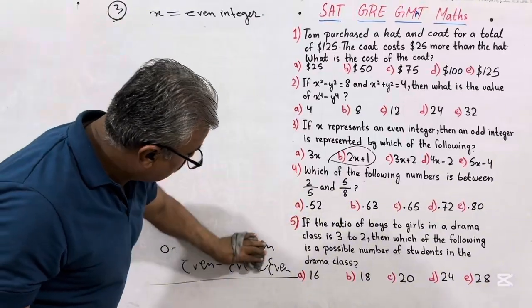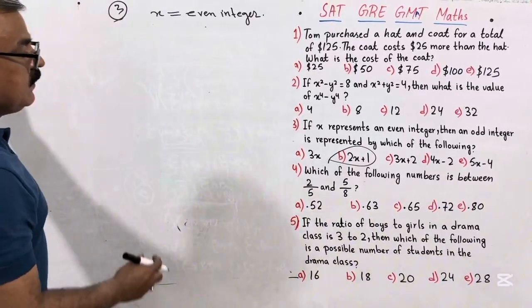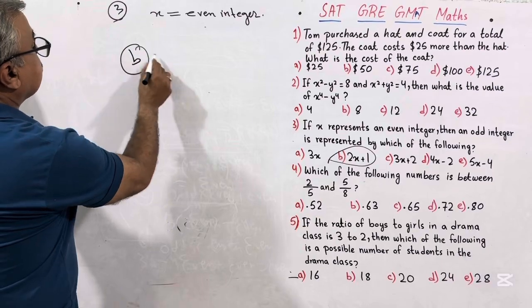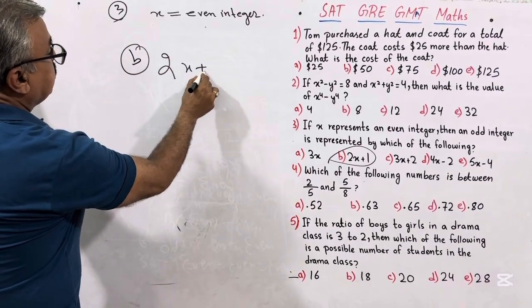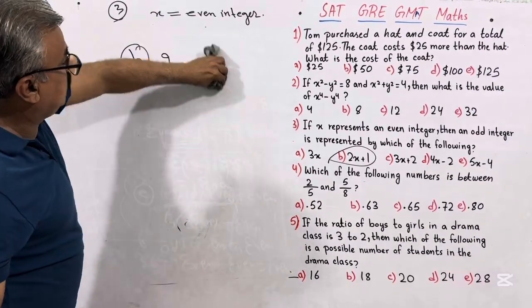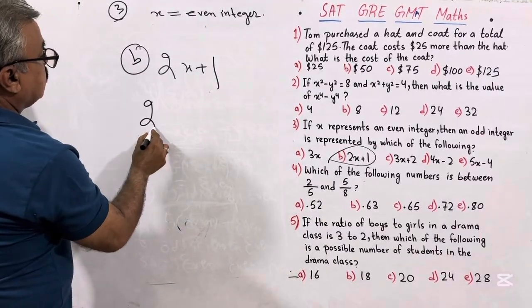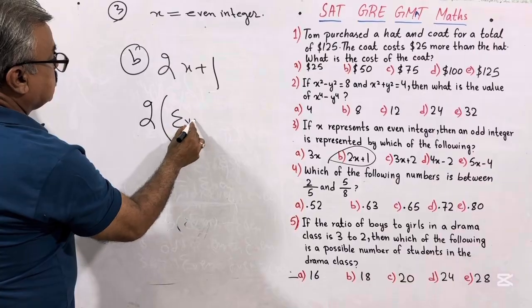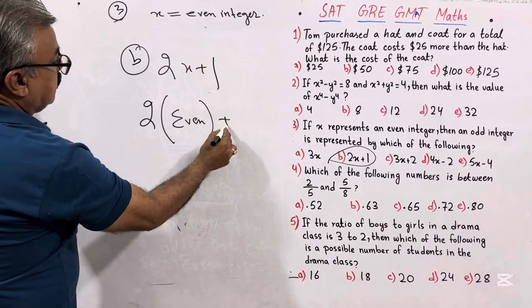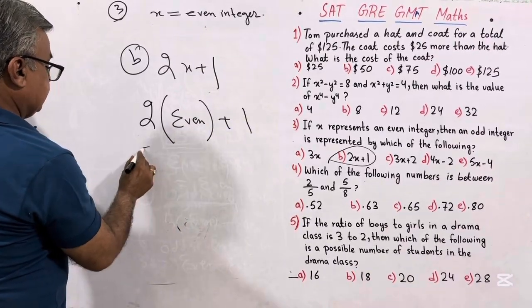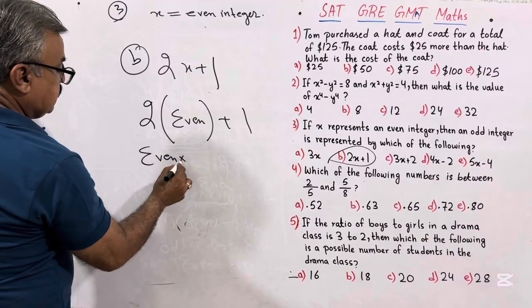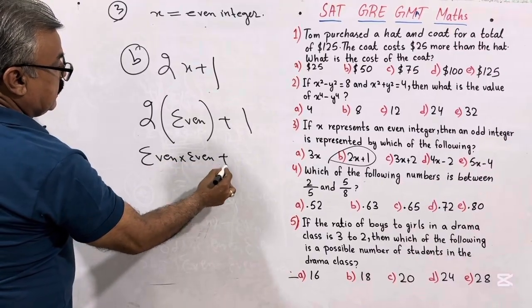Let's see and find out. We have option B, that is 2x plus 1. Plugging in the nature of x, 2 times x, where x is even, plus 1. However, 2 is even. Even times even plus 1 is odd.